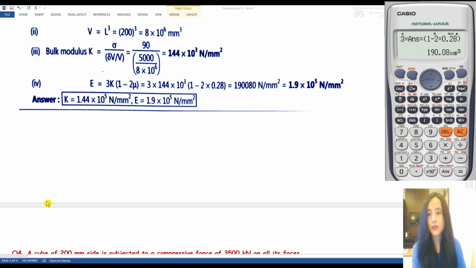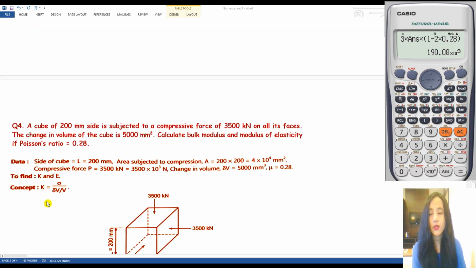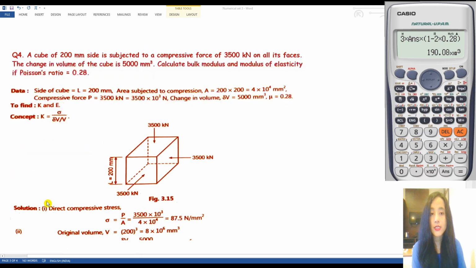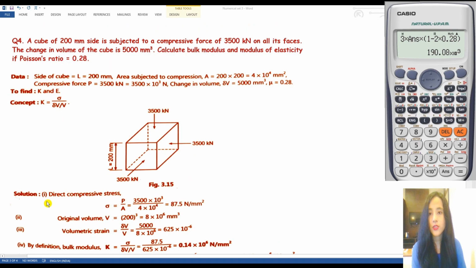So I hope this numerical is also clear. They are very simple numericals. You just have to know what is linear and lateral strain. Once you know what is linear and lateral strain, it will be very easy for you to calculate. Now coming to the last numerical for this session. A cube of 200 mm side is subjected to a compressive force of 3500 kilonewton on all its faces. The change in volume of the cube is 5000 mm cube. Calculate bulk modulus and modulus of elasticity if Poisson's ratio is 0.28. This is a similar kind of question to the one we solved previously.